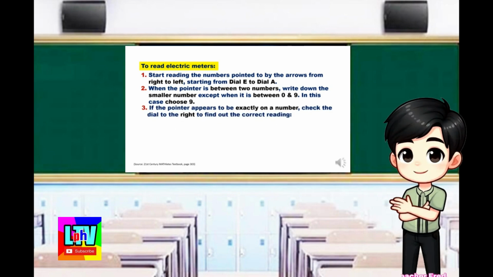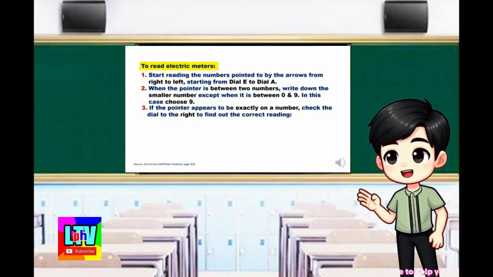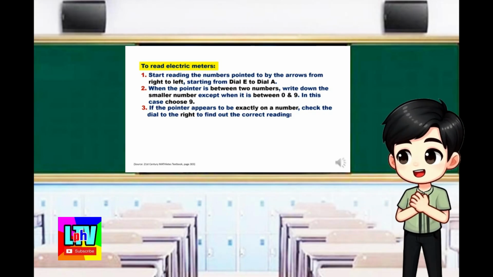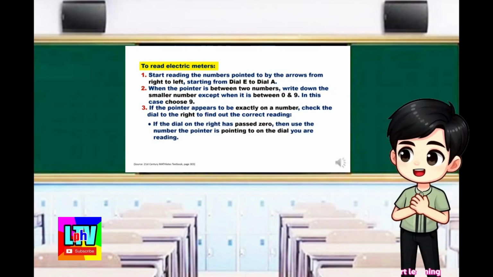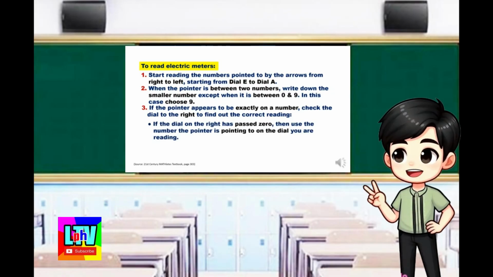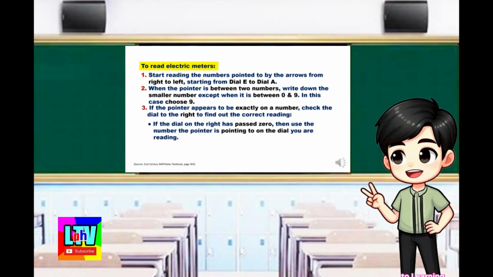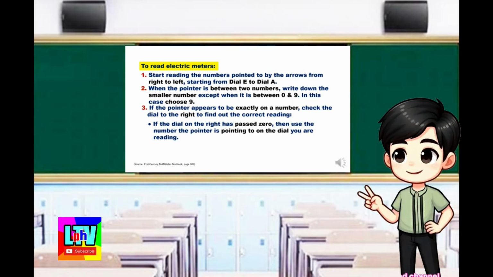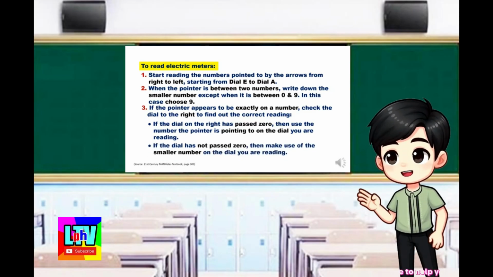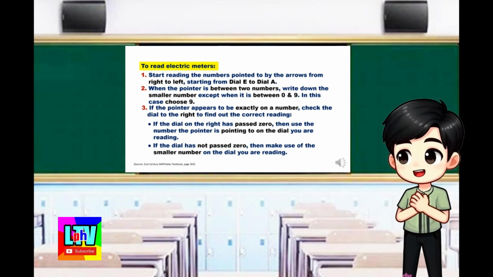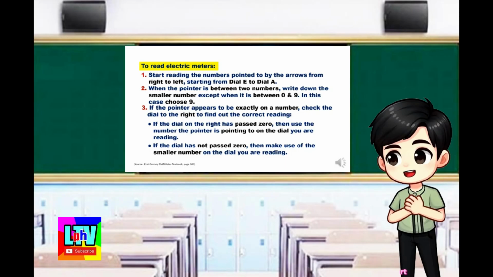3. If the pointer appears to be exactly on a number, check the dial to the right to find out the correct reading. If the dial on the right has passed 0, then use the number the pointer is pointing to on the dial you are reading. If the dial has not passed 0, then make use of the smaller number on the dial you are reading.